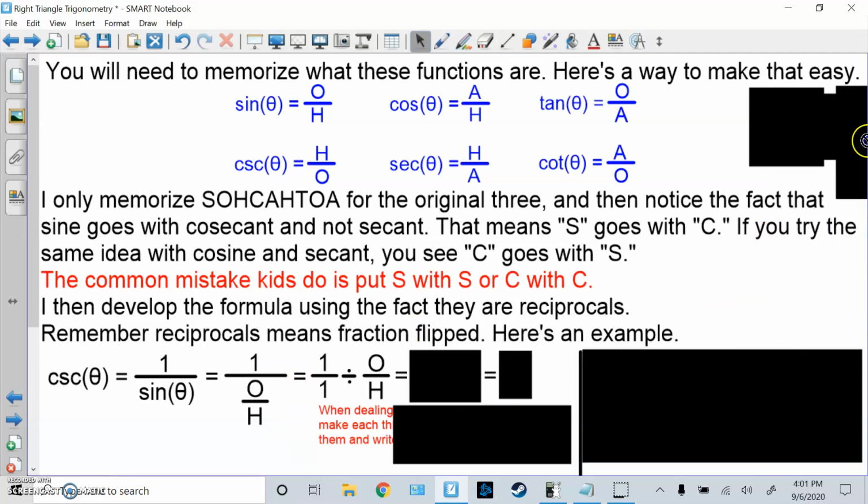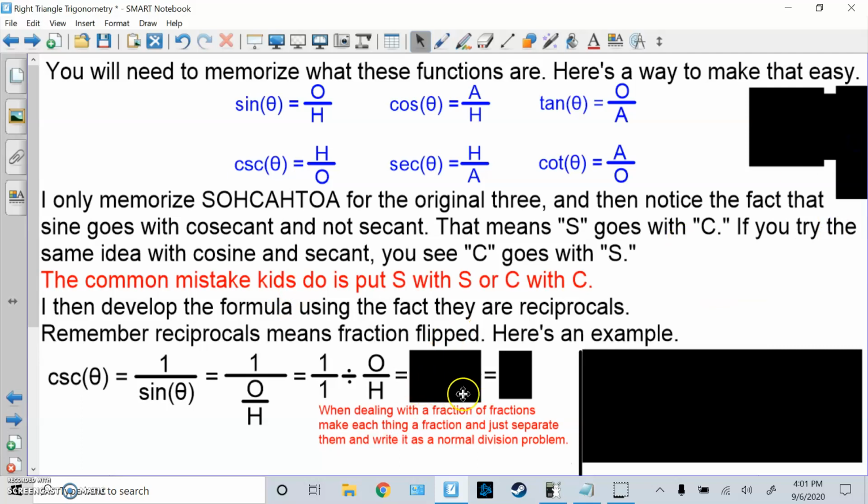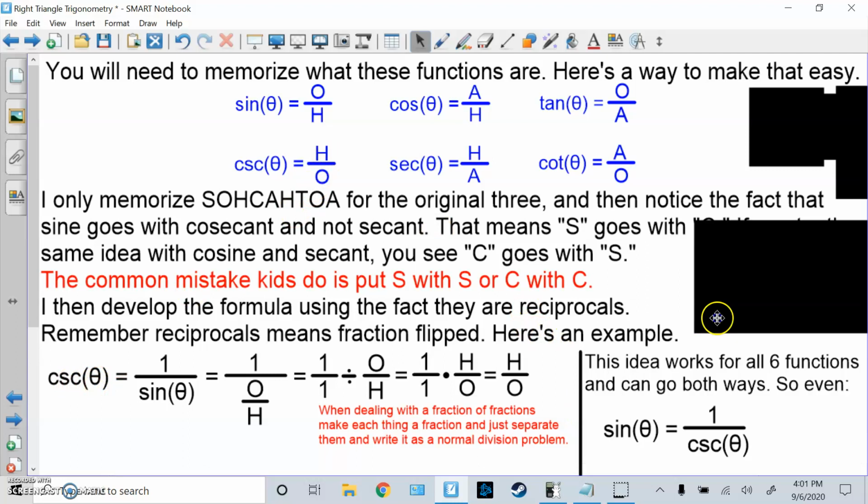There you go. When dealing with a fraction of fractions, it's called a complex fraction. Make each thing a fraction, separate them, and write it as a normal division problem. So this is just 1 over 1 divided by O over h. We don't divide fractions, we multiply by the reciprocal. So I change this to multiplication. Then top times top, bottom times bottom. Okay, h over O. That's where that formula comes from. So cosecant of theta equals h over O.